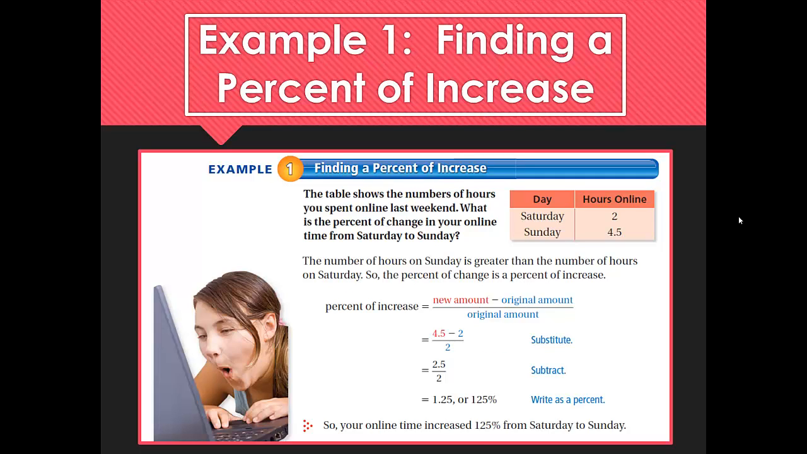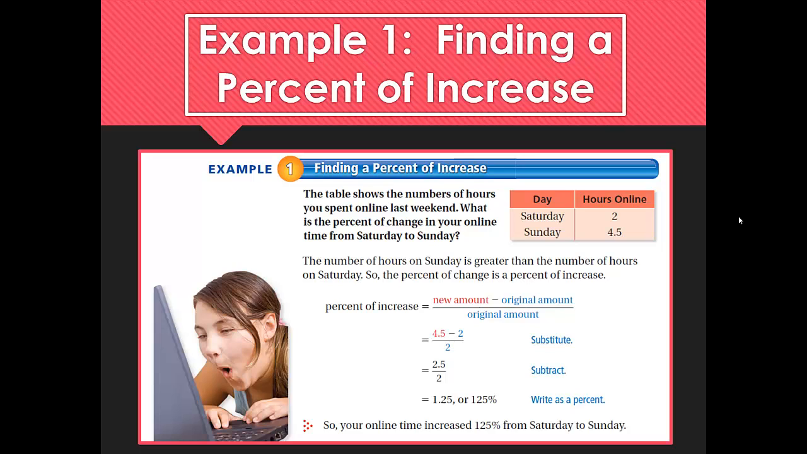For our first example, we're finding a percent of increase. The table shows the numbers of hours you spent online last weekend. What is the percent of change in your online time from Saturday to Sunday? The number of hours on Sunday is greater than the number of hours on Saturday because Sunday is 4 5/10 and Saturday is 2. So the percent of change is a percent of increase.